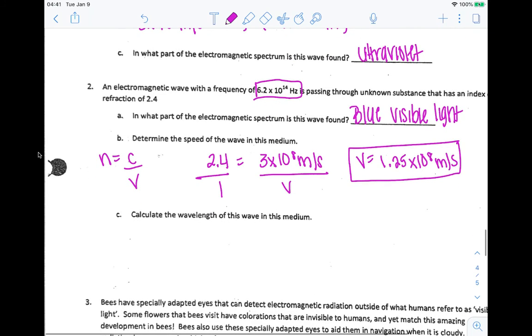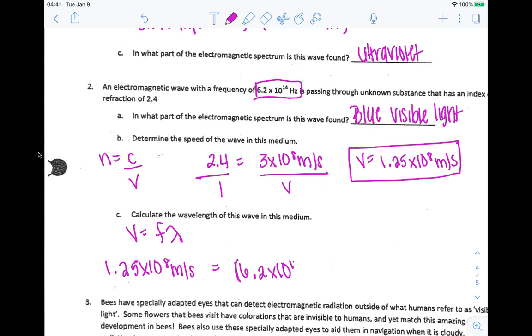For letter c, calculate the wavelength of this wave in the medium. So here I can use v equals frequency times wavelength, where again, my v is coming from my problem. So 1.25 times 10 to the 8 meters per second. My frequency given to me is 6.2 times 10 to the 14 hertz. And we are solving for wavelength. Wavelength, if done correctly, should be 2.02 times 10 to the negative 7 meters.